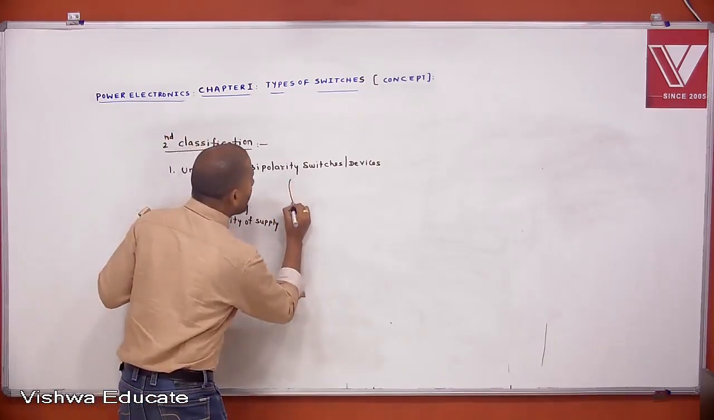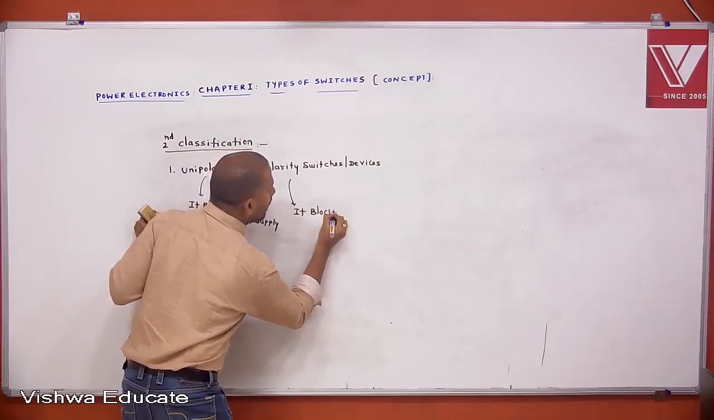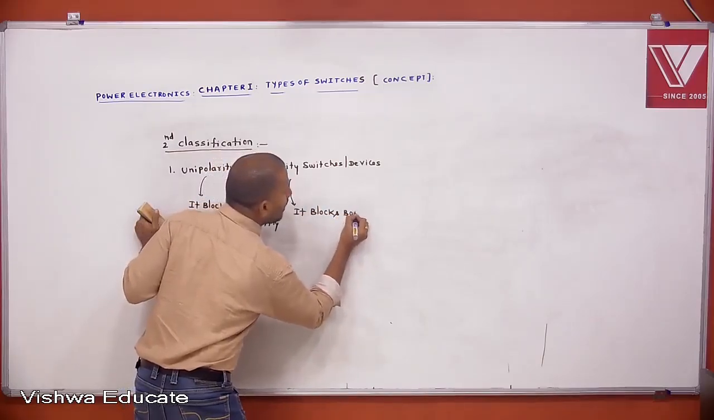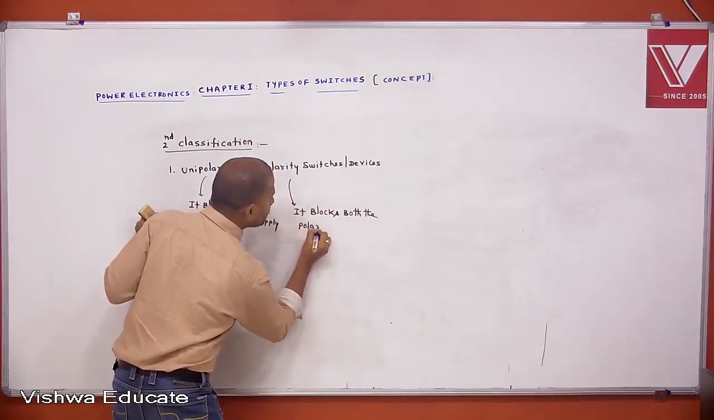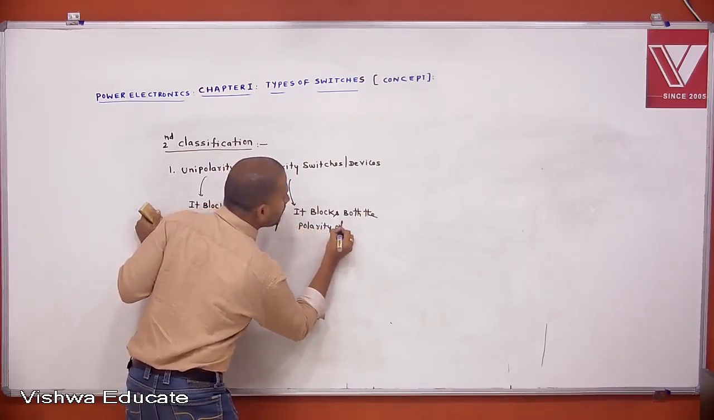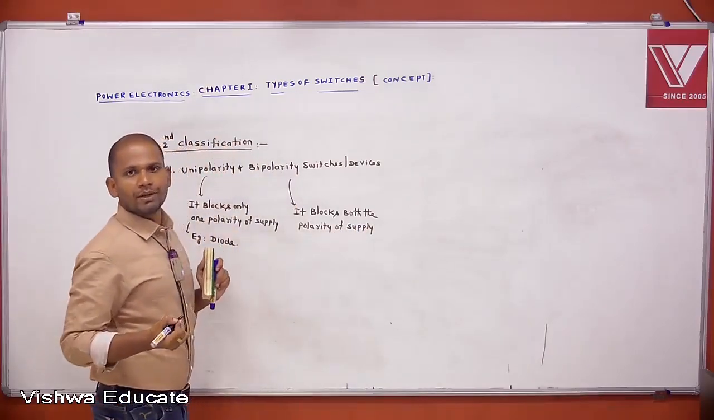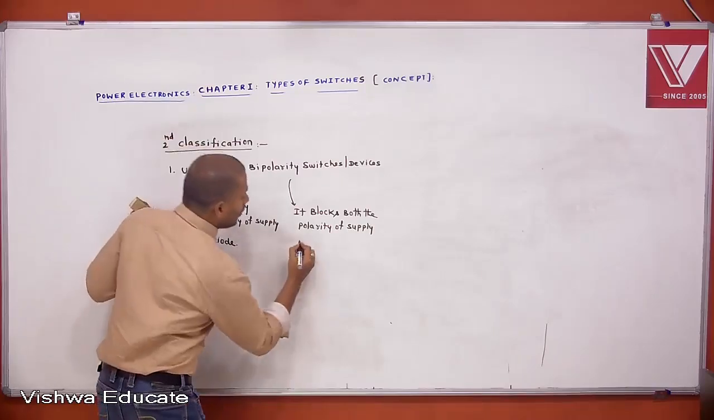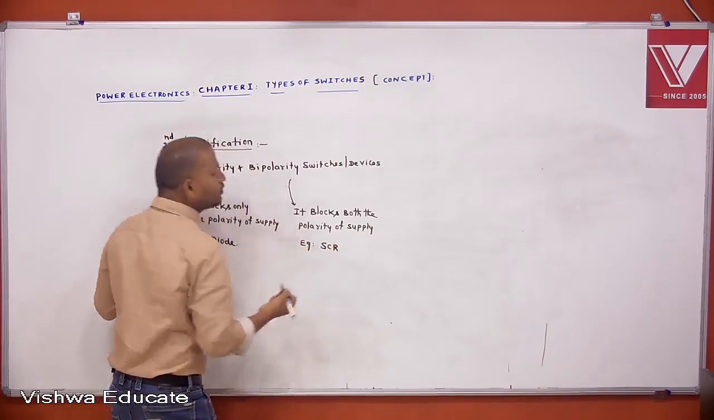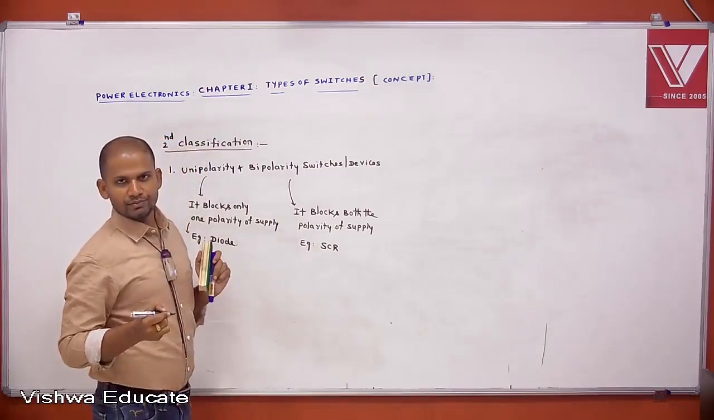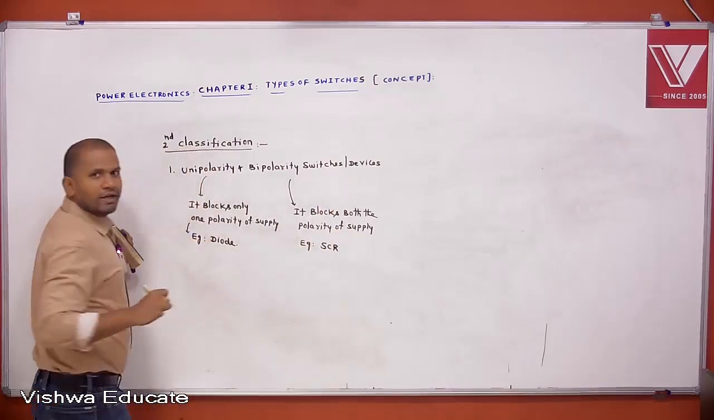That is what you mean by a bipolarity switch. It blocks both the polarities of supply. Then what is the example? SCR. SCR blocks both forward voltage and reverse voltage. Later on we will see how it blocks both forward voltage and reverse voltage also.